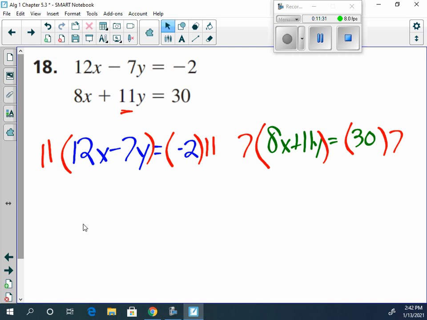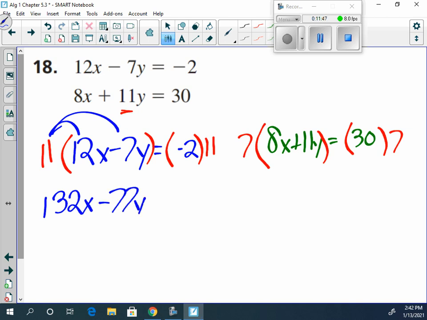Okay, let's multiply through. 11 times 12 is going to give us 132x minus 77y is equal to, well, negative 2 times 11 is going to be negative 22. Okay, any questions on this so far? Any questions on how we got 11 and 7 to be multiplied?